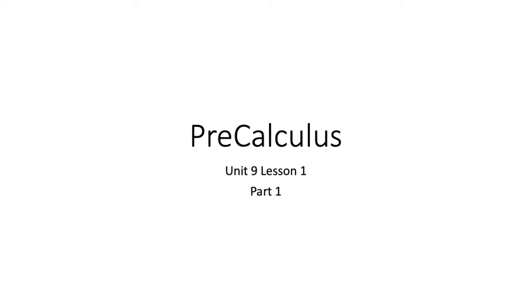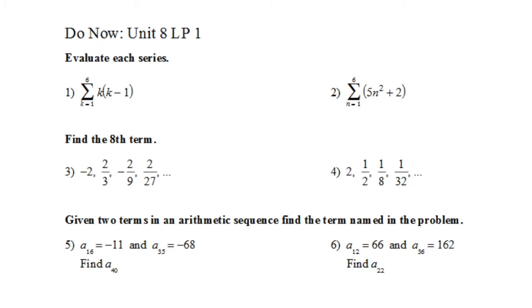So here we go. First thing we have is a do now. I know it's been a while since we've seen this, but I believe in you. Make sure you're using that formula sheet because a lot of this information is on there. I'm asking you to evaluate the series for 1 and 2. I'm asking you to find a specific term for problems 3 and 4. And in 5 and 6, I'm asking you to find a specific term given another 2 terms in the sequence. So take a second, pause the video, try and solve these problems to the best of your abilities. When you're ready, we'll move on and I'll show you the answers.